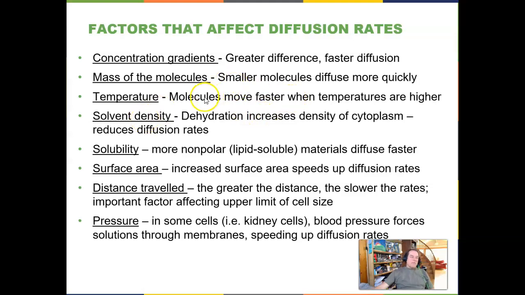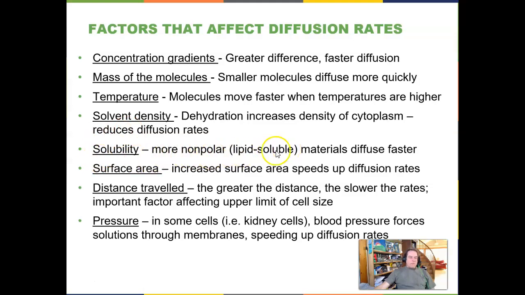Temperature. Molecules move faster when the temperature is higher, so diffusion occurs faster at high temperatures. It happens slower at low temperatures. Solvent density. If we dehydrate the cytoplasm, that can change diffusion rates generally because, if we lose water, everything dissolved in the water is becoming more concentrated. Solubility.